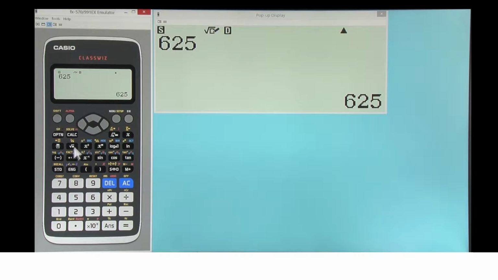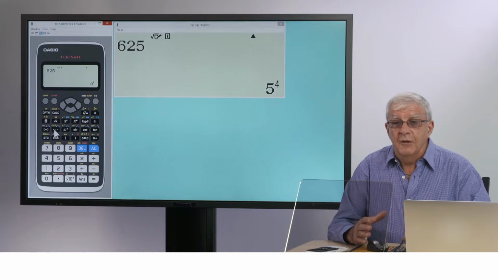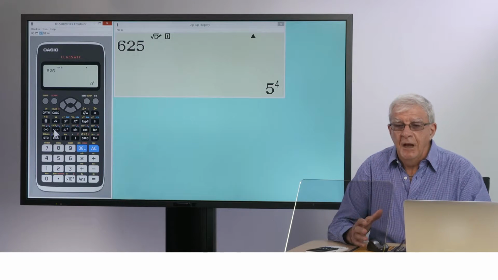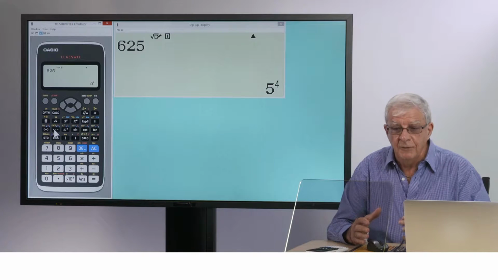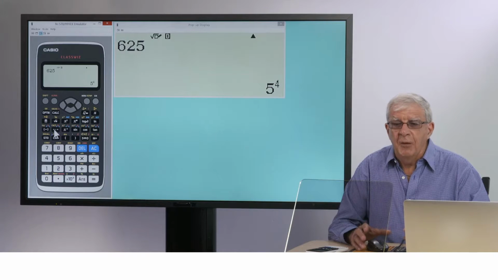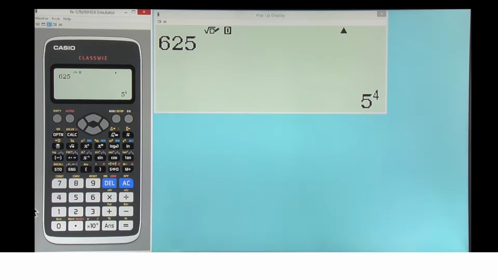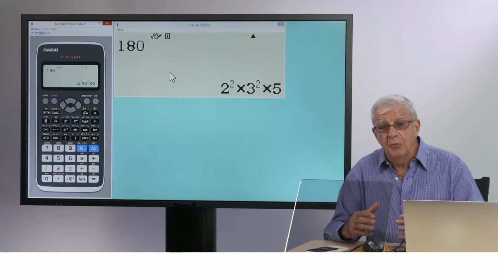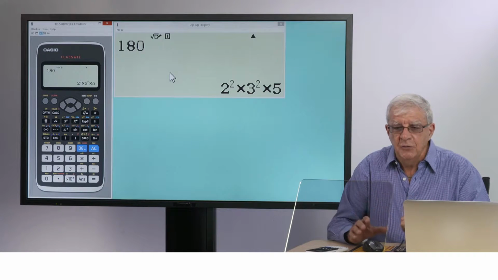So we tap shift and then the factor command, and the ClassWiz shows the factors of 625, the prime factors. In this case you can see it shows them as indices, 5 to the power 4. In other cases, several different prime factors may be involved. So here's an example of 180, and if we find the prime factors, shift and the prime factors, we see that 2 squared by 3 squared by 5 is 180. This will give students some intriguing problems to study, understanding how fractions works.